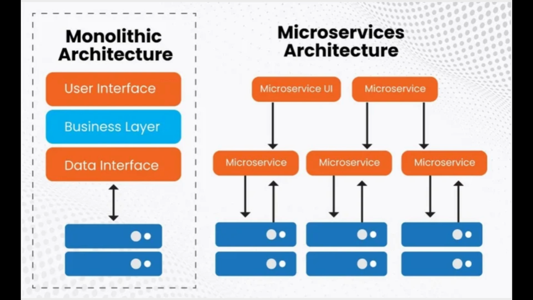Initially, many software systems were built using the monolithic architecture. In this model, the entire application, including the user interface, business logic, and data access layer, is contained within a single codebase and deployed as one unit. This approach is simple, easy to develop in the early stages, and well-suited for small projects.